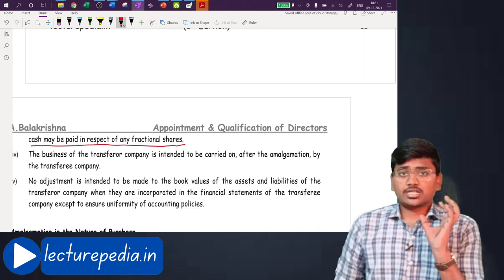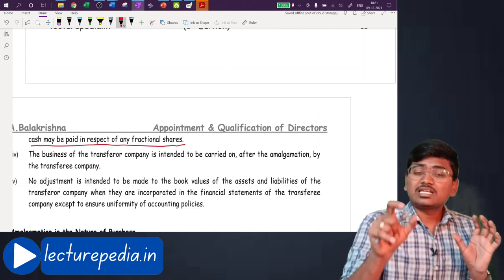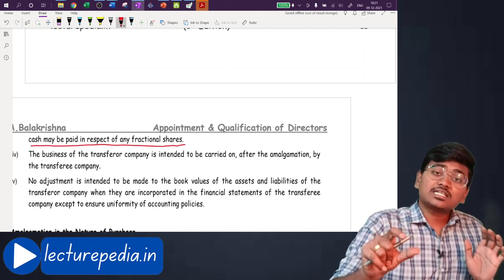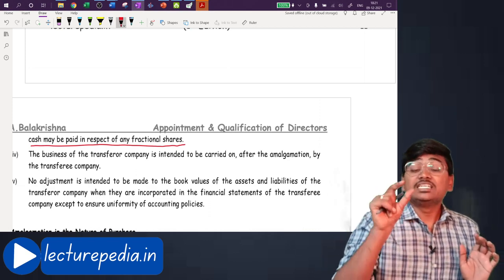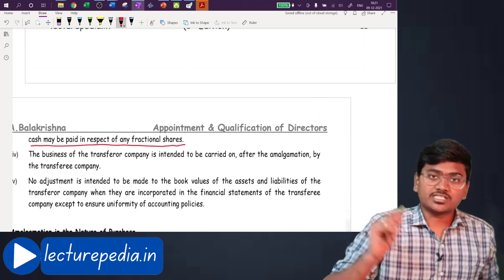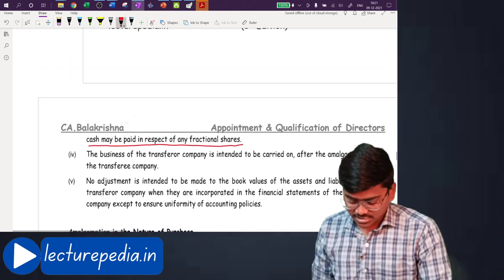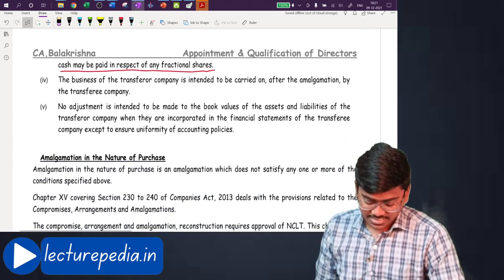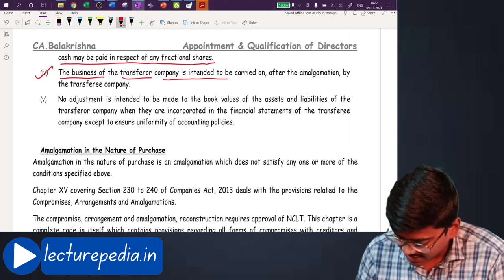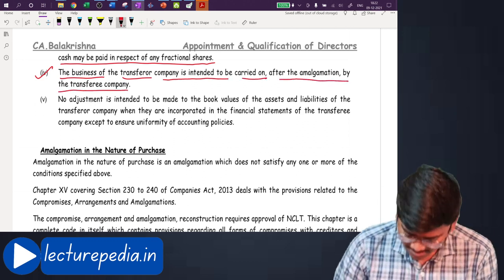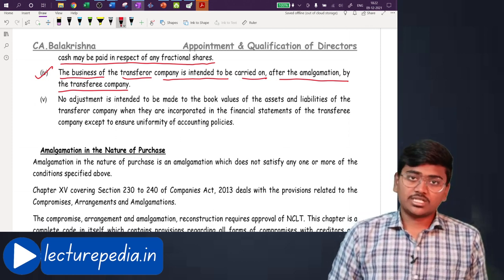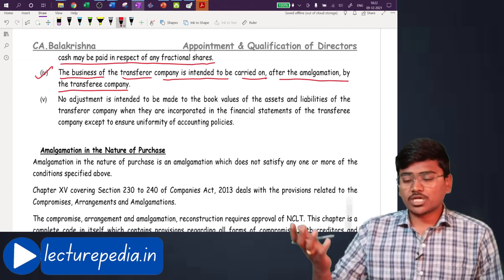What it says is, the transferor company is transferring its business to the transferee company. For this, the transferee company will pay purchase consideration to the transferor company. What this point says is that this purchase consideration should be completely in the form of equity shares of the transferee company only. However, cash can be paid in respect of fractional shares. Even this condition has to be satisfied to call that amalgamation an amalgamation in the nature of merger. Now, fourth point, the business of the transferor company is intended to be carried on after the amalgamation by the transferee company. This is the major difference between amalgamation in the nature of merger and amalgamation in the nature of purchase, which we have dealt with in the form of a chart.